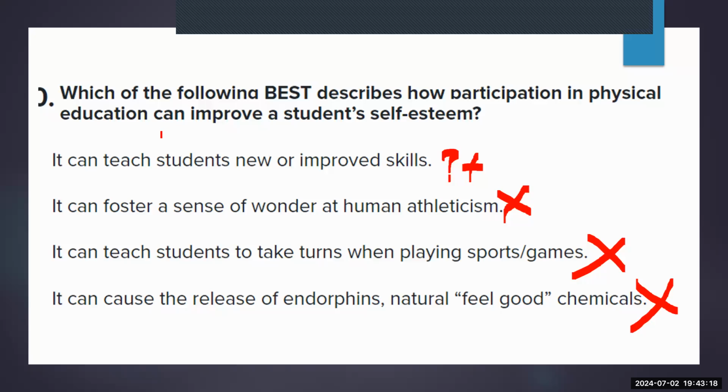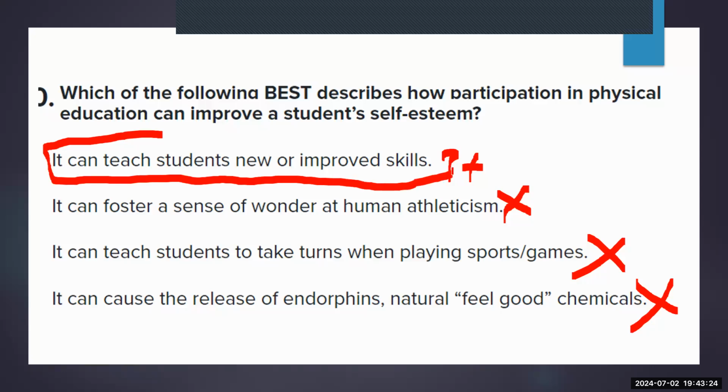The only one we really have that's going to answer that question is it's going to teach students new or improved skills. That's going to help them improve their self-esteem. The more they're learning and seeing that, hey, I can do this, the better their self-esteem is going to be. All right, and that is our last question of the night. I'm going to go ahead and stop the recording.